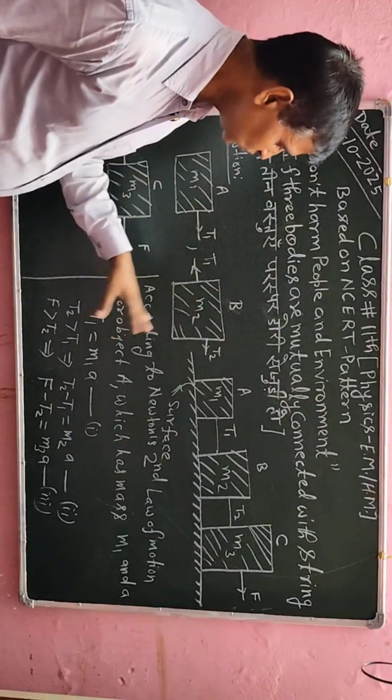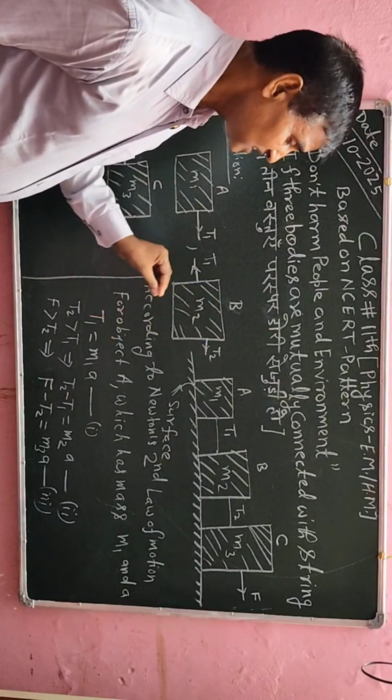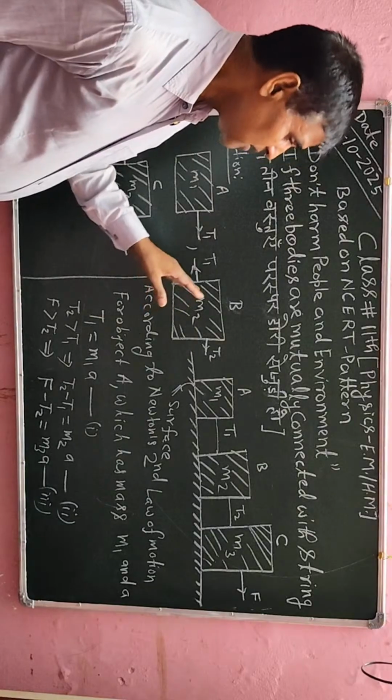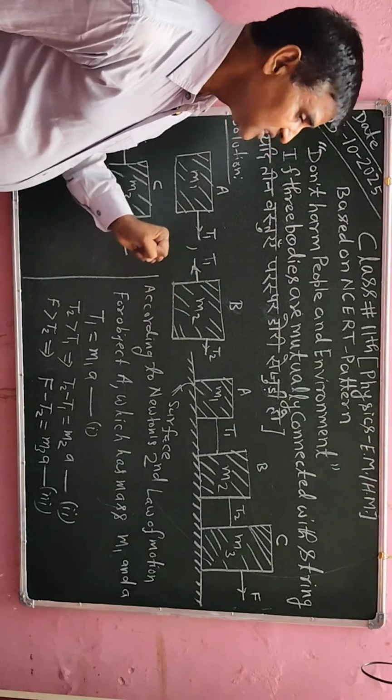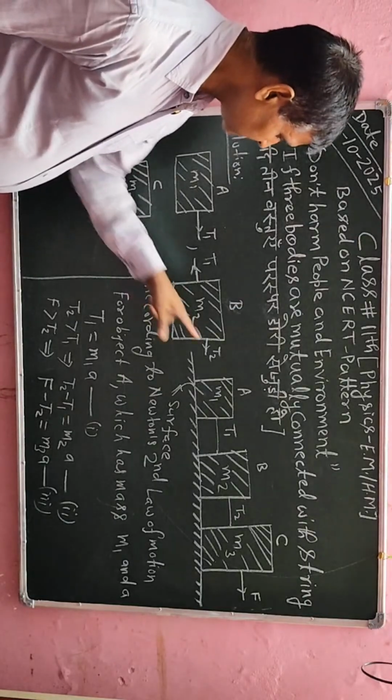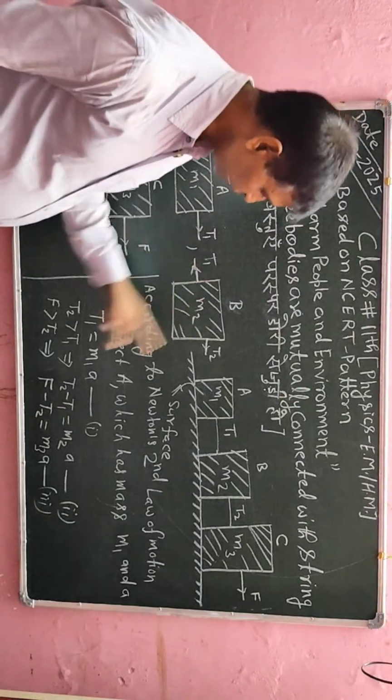So we will find the resultant force, T2 minus T1, which is equal to, according to Newton's second law of motion, the product of mass and acceleration of that body. That is called Newton's second law of motion. So T2 minus T1 is equal to m2 into a.